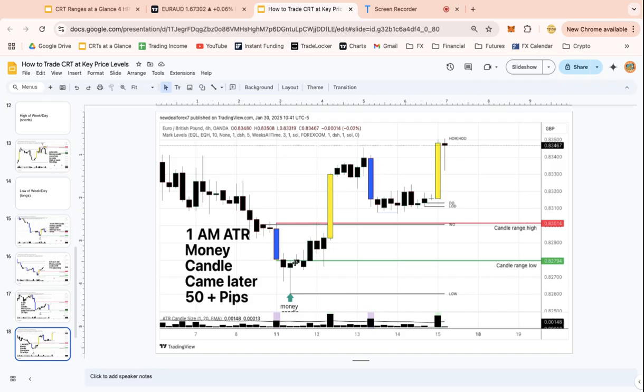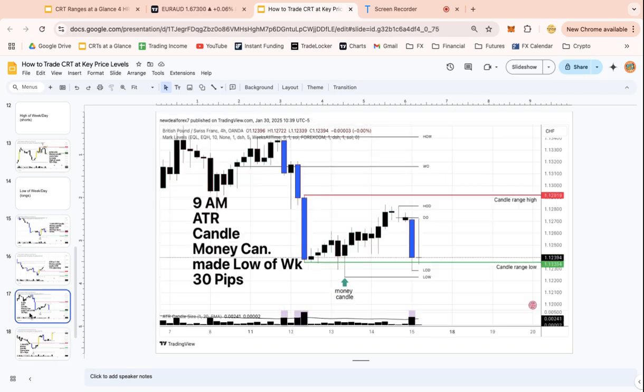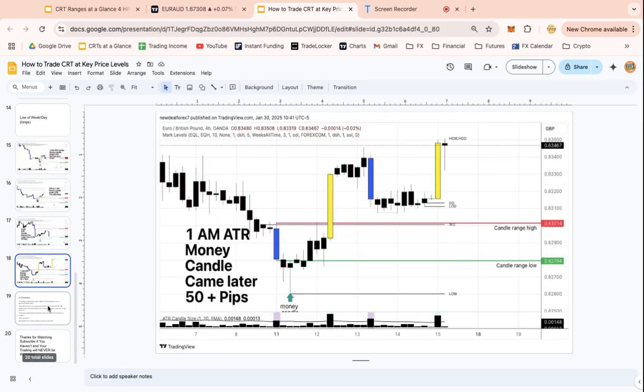You could have entered right here after the money candle closed, and this was good for about 50 pips to the upside. It did break out of the candle range. So, hey, sometimes you'll see this, but sometimes you may get this. Both are possible, so control your risk.